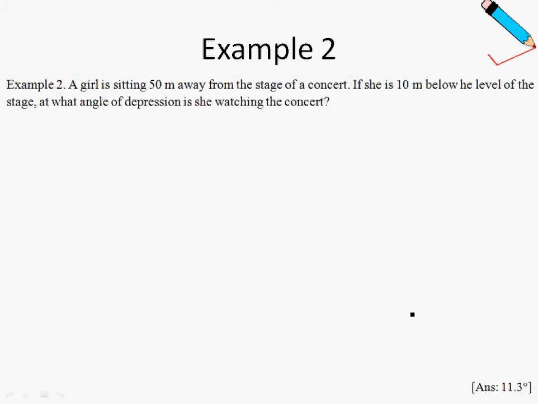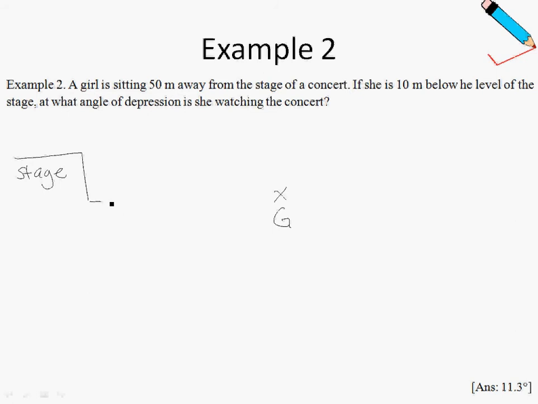Moving on to the next example. A girl is sitting 50 meters away from the stage of a concert. If she is 10 meters below the level of the stage, at what angle of depression is she watching the concert? Let's draw an imaginary stage over here. So this is my stage, and I have a girl sitting at the bottom of the stage. The girl is over here, and I'll represent her with G.